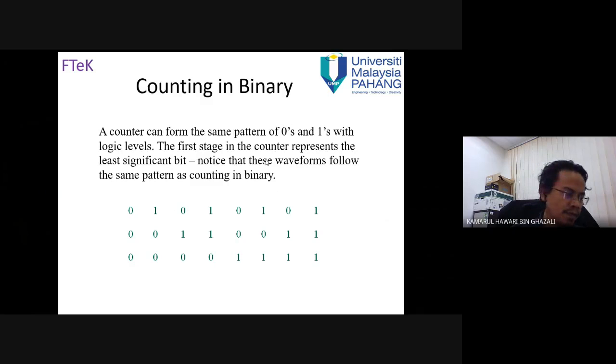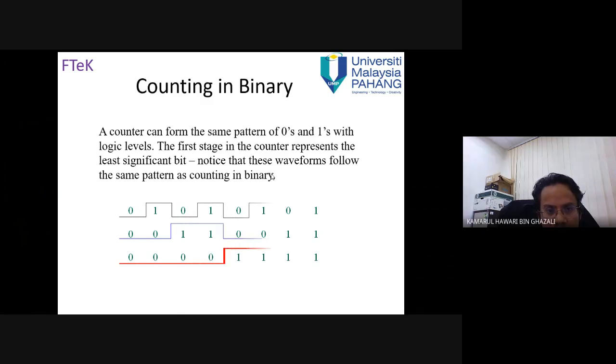A counter can form the same pattern of zeros and ones with logic levels. The first stage in the counter represents the least significant bit. Notice that these waveforms follow the same pattern as counting in binary. So this is the waveform.